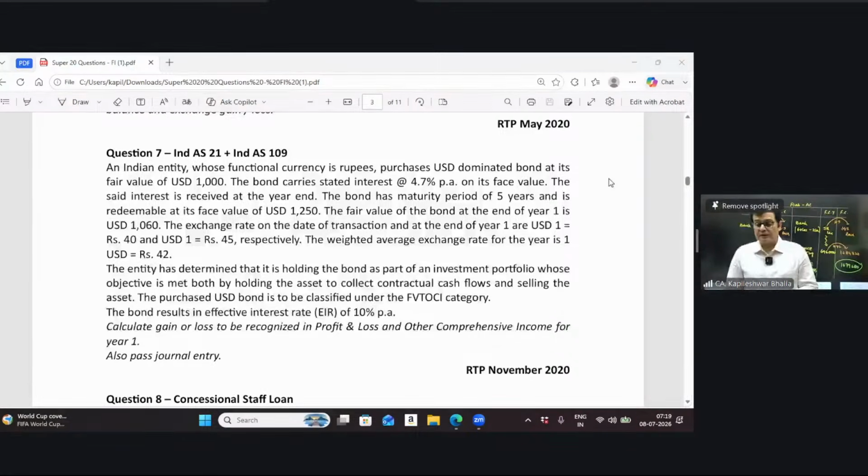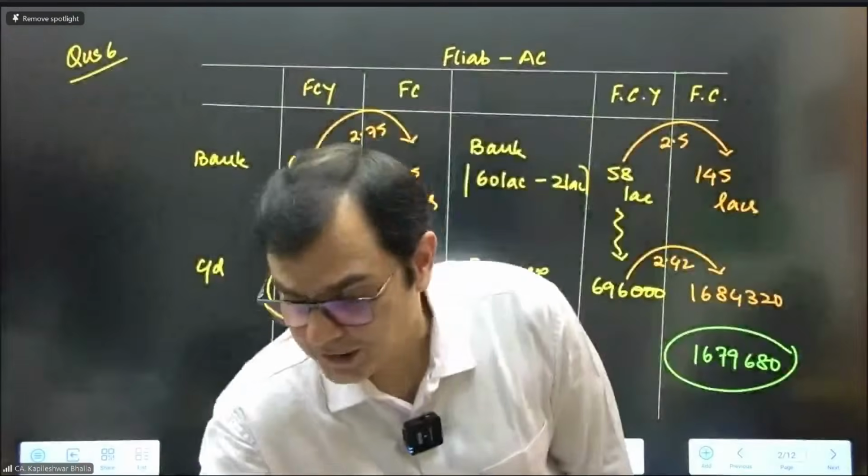Calculate the gain or loss to be taken to the P&L and other comprehensive income for year number 1 and also pass journal entry. I think once you make a ledger account, putting the journal entries from that would not be an issue. Now here again we can see a blend of the foreign currency. So what we can do, we will first make a ledger account where we consider everything in foreign currency, that is USD, and then we can keep converting things in Indian rupee. So let me start the inputs on question number 7.